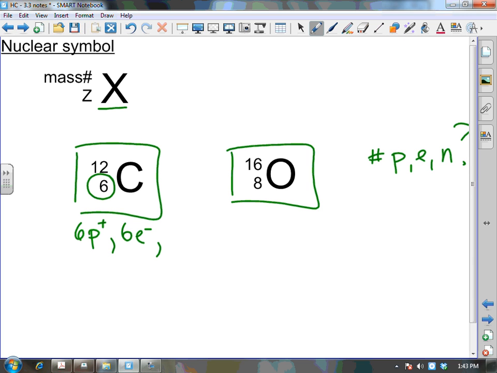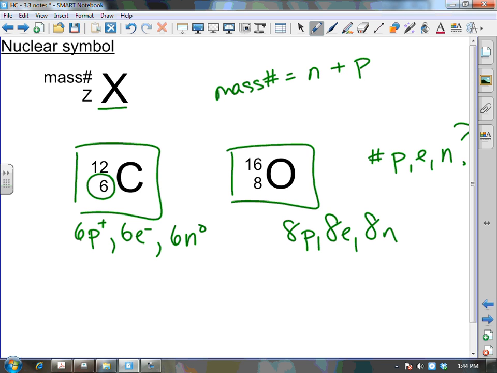Now the number of neutrons, remember by definition what the mass number is. Mass number is equal to the number of neutrons plus protons. So if the mass number is 12 and the number of protons is 6, the number of neutrons are also 6. We come over here to oxygen. Again, I think we can see this pretty easily. 8 protons, 8 electrons, and 8 neutrons.